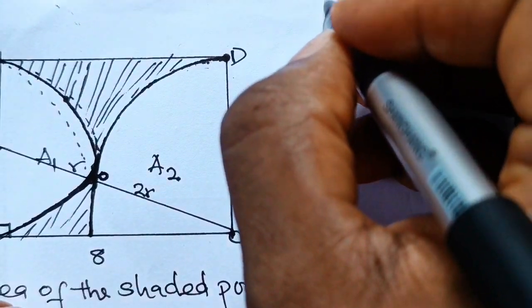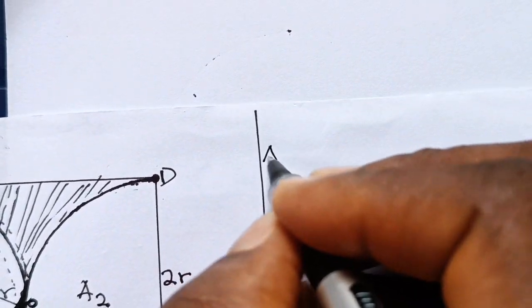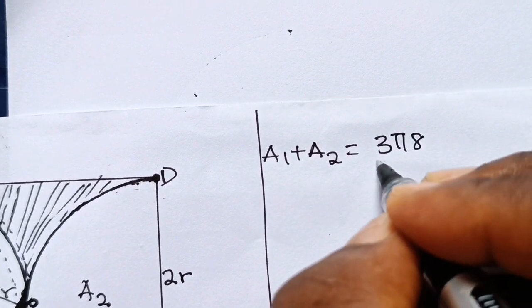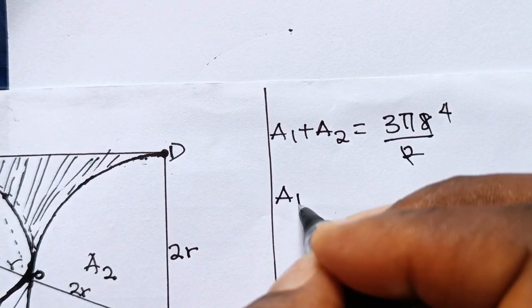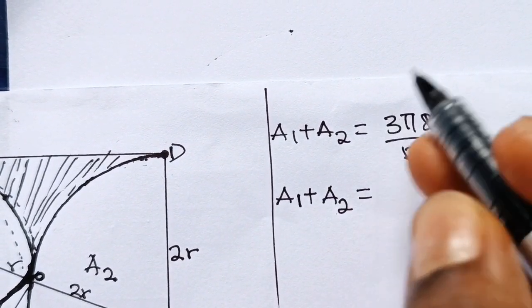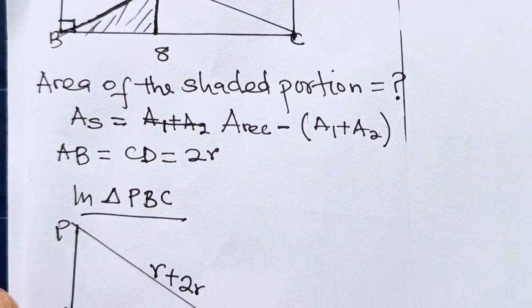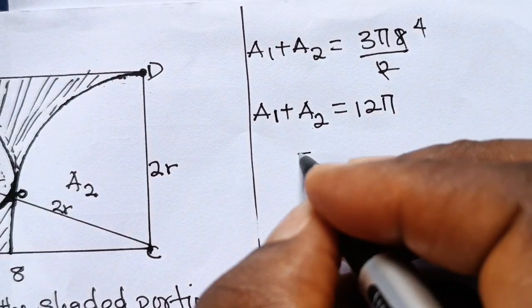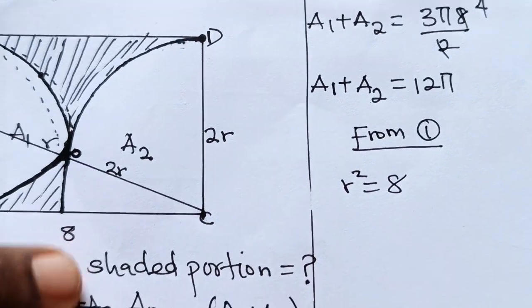Now, if we solve further, A1 plus A2 is equal to 3 pi multiplied by 8 divided by 2. So when 2 divides this, we have 4. So A1 plus A2 is equal to 3 times 4, which is 12. So we have 12 pi. All right. Now, let us look at equation 1. So from equation 1, okay, we have that r squared is equal to 8.